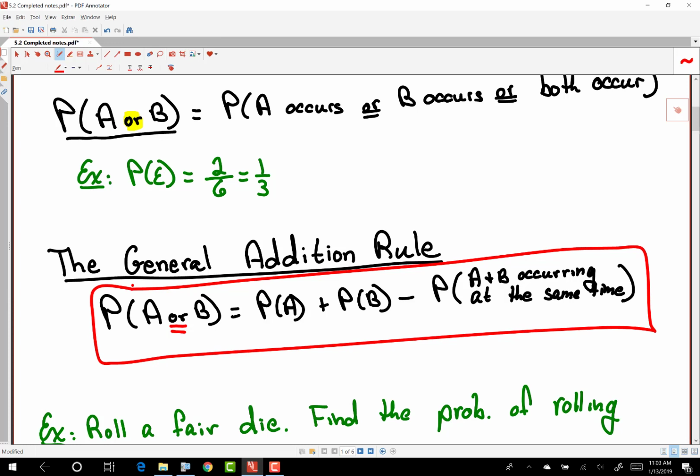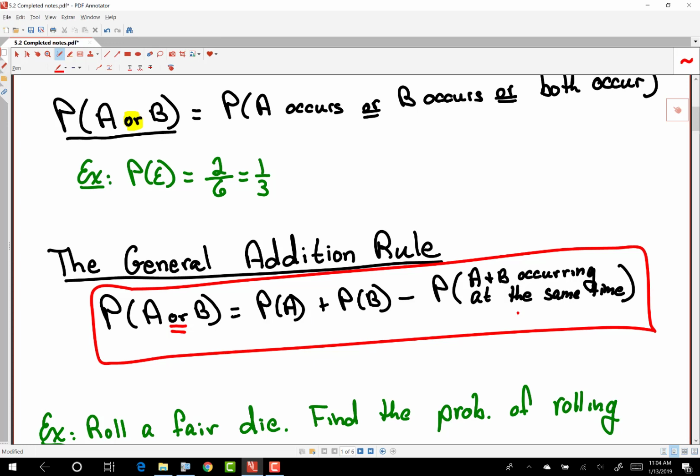So we're taking all the ways that A can occur and finding that probability, all the ways that B can occur and finding that probability. Some of those may overlap. There may be some where A and B happen at the same time, so you're counting them twice. So that's why we have to subtract the probability that they occur at the same time.